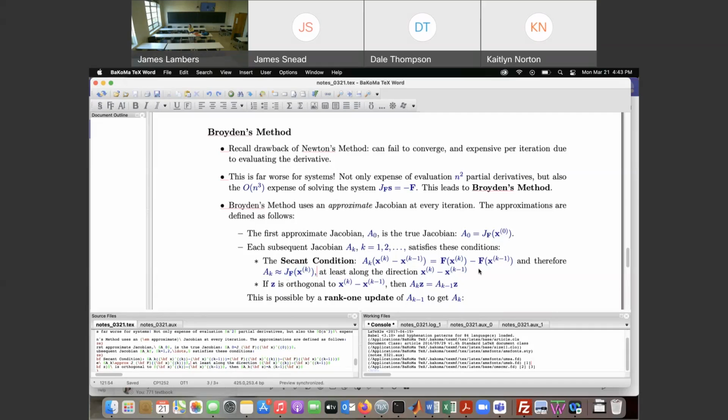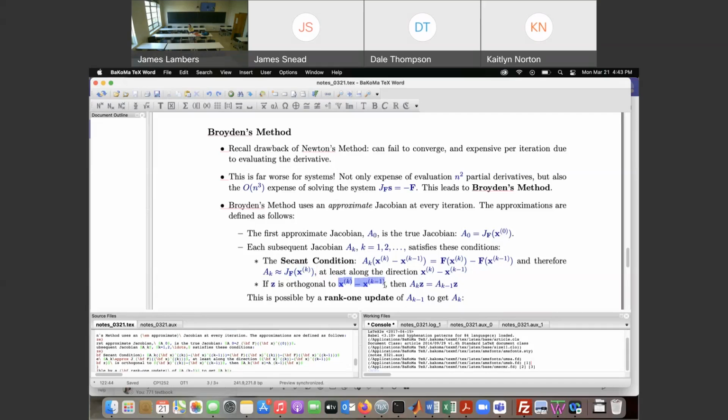Then, if we're considering any direction z that's orthogonal to this direction, we just preserve the value of the previous approximate Jacobian. So AK times z is equal to AK minus 1 z. And this covers most of the space, because if we're in an n-dimensional space, there are n minus 1 directions orthogonal to this one. So for all those directions, so most of the space, the Jacobian just behaves like the previous one.